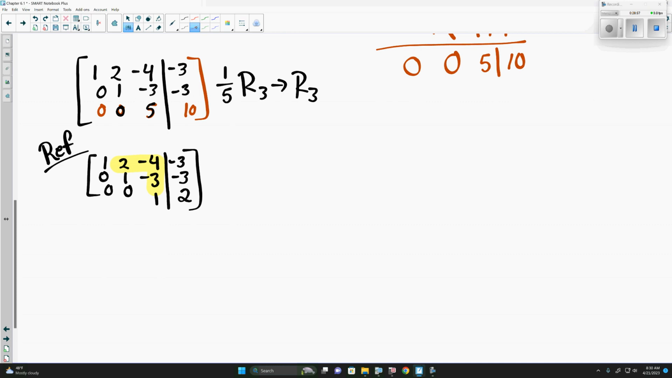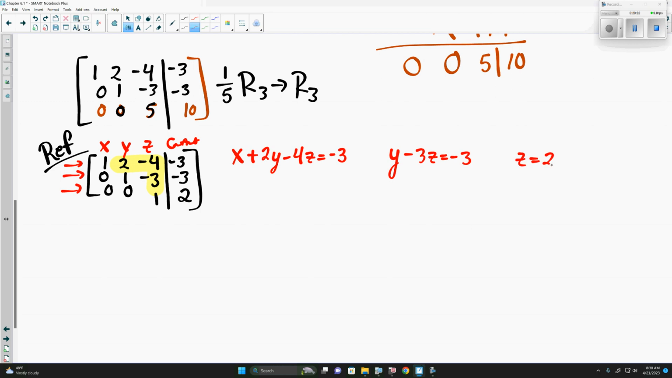Now what this tells us is something in particular, because we can plug the variables back in, because we have x, y, z, and then our constant. So the first row is telling me that I have x plus 2y minus 4z is equal to negative 3. The second row is telling me that we don't have anything for x, but I have y minus 3z is equal to negative 3. The last row is telling me that z is 2.